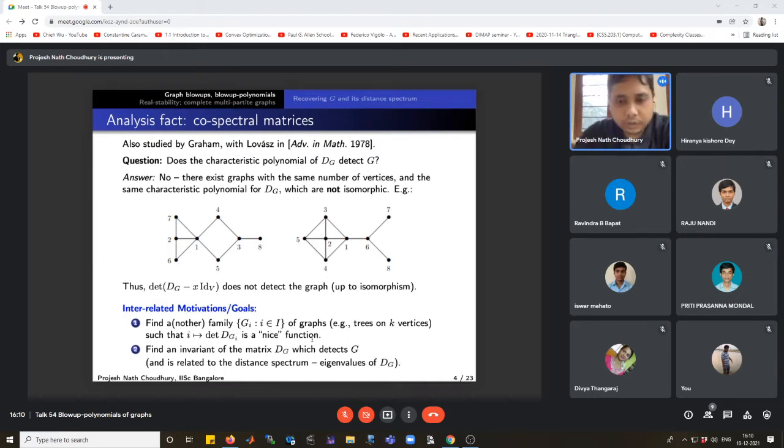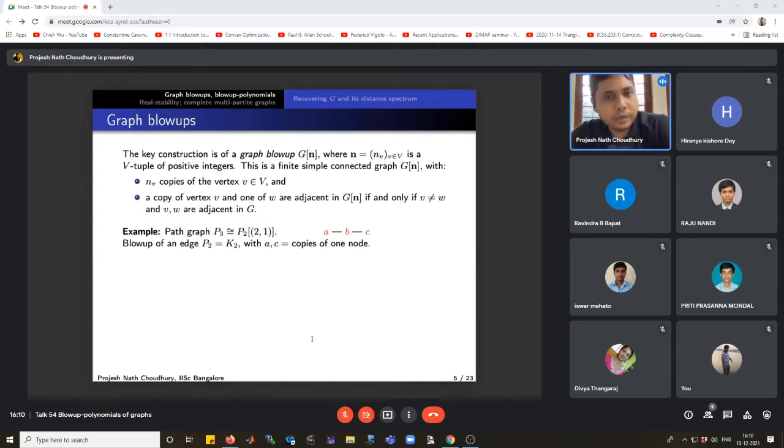So the goal of this talk is to tell you that, indeed, these goals or motivations are achieved with the same object. The object that I want to tell you about is blow-up polynomials of graphs, and the family is graph blowups. Let me begin with the family, then I'll come to the invariant. The key construction, which will answer both of these questions and reveal many more interesting facts besides, is the following.